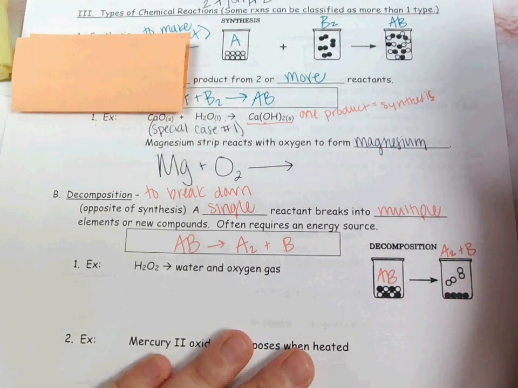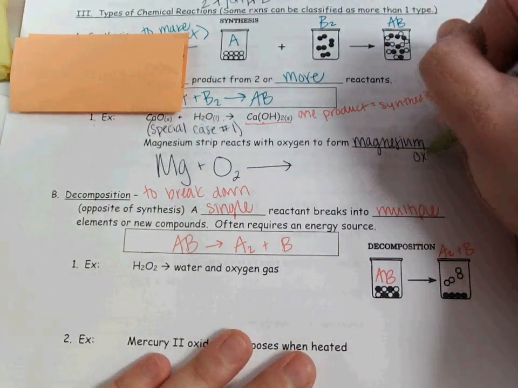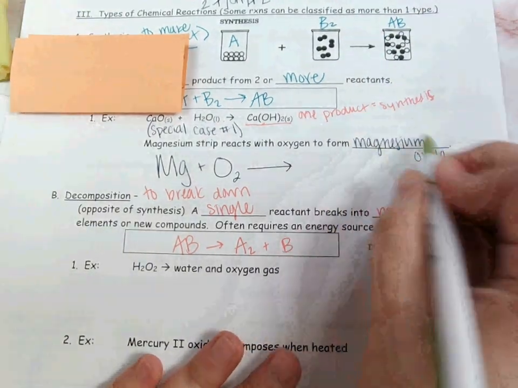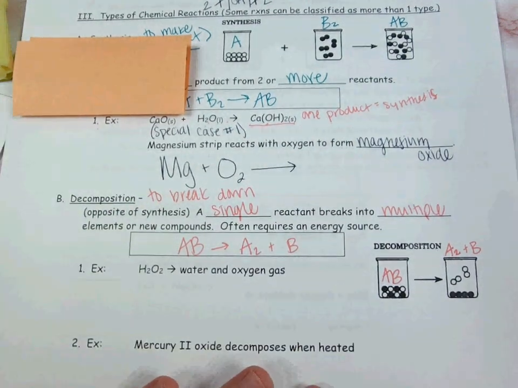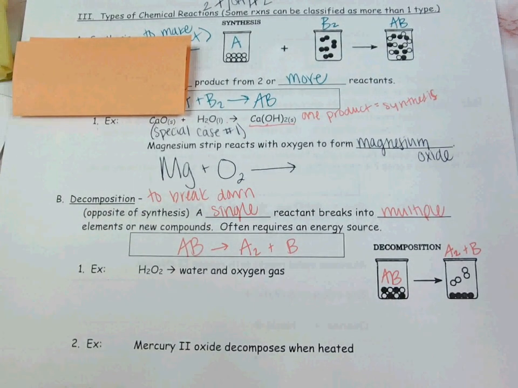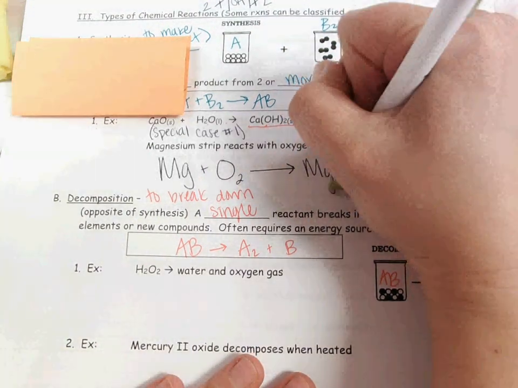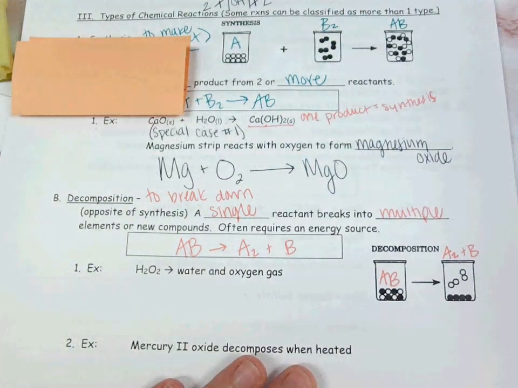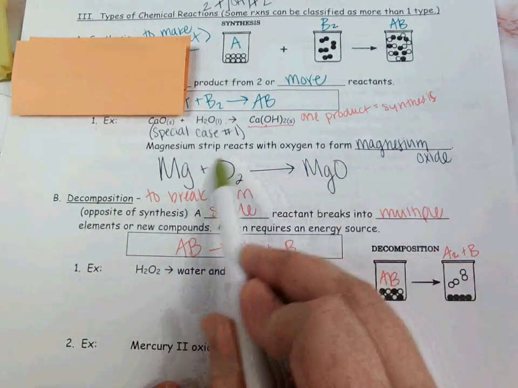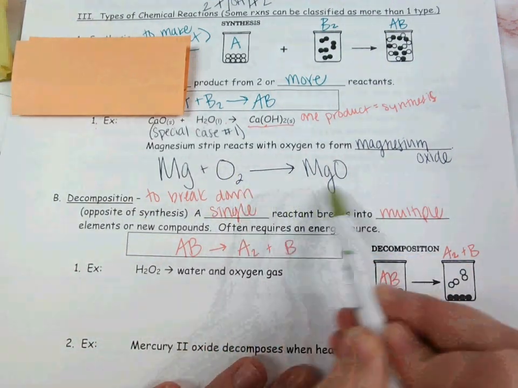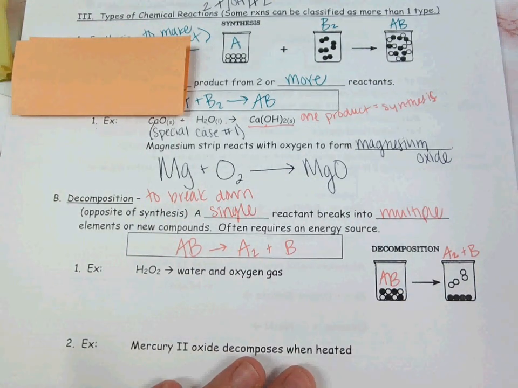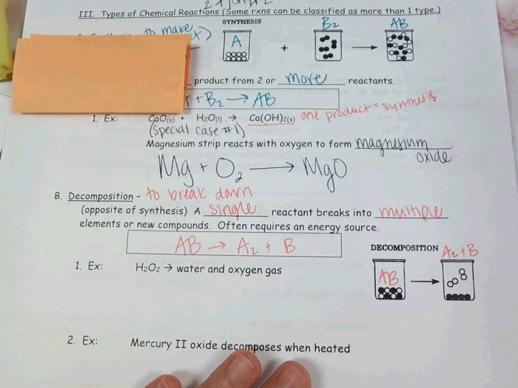Do I need a Roman numeral? No, because magnesium has a predictable charge. It has a +2 charge according to my periodic table. Oxygen has a -2 charge according to my periodic table. So when I crisscross those, I get Mg2O2, but then that would reduce to just MgO. Even though oxygen is diatomic, I don't put the O2 here because it's only diatomic when it's by itself. It's not diatomic when it's part of a compound. Or it doesn't matter that it's diatomic when it's part of a compound.